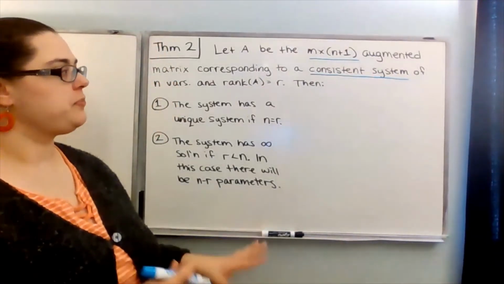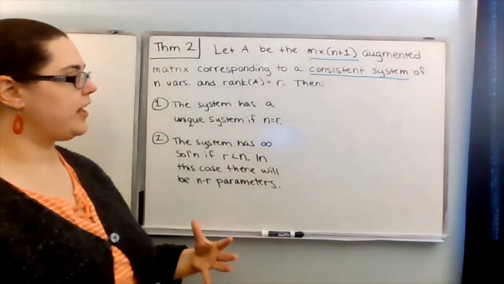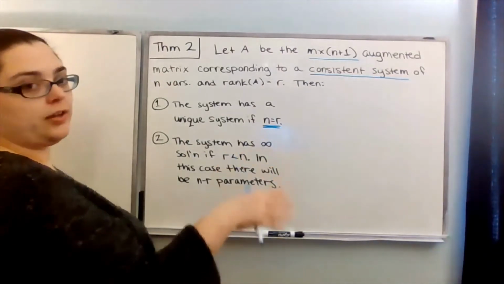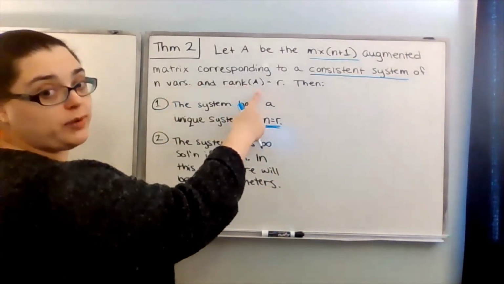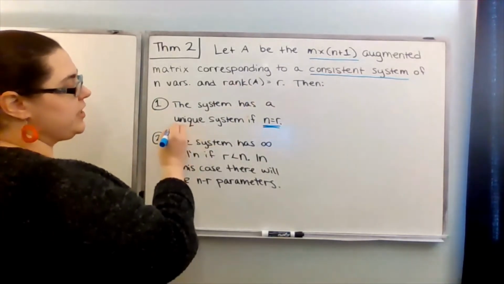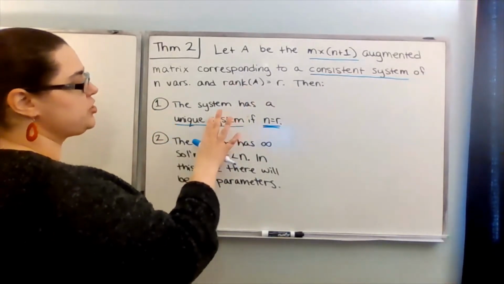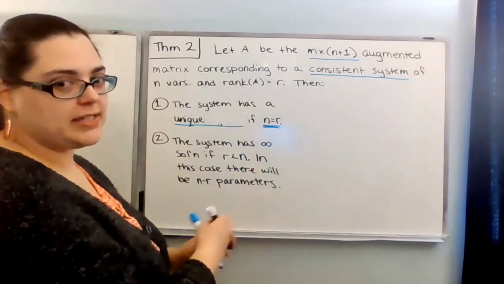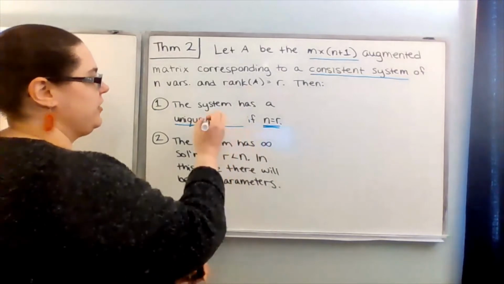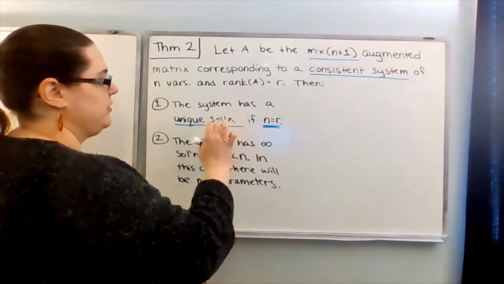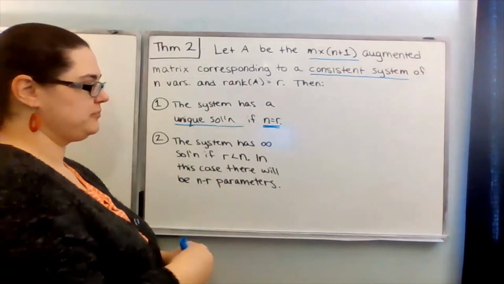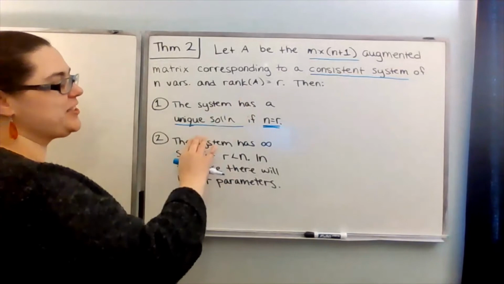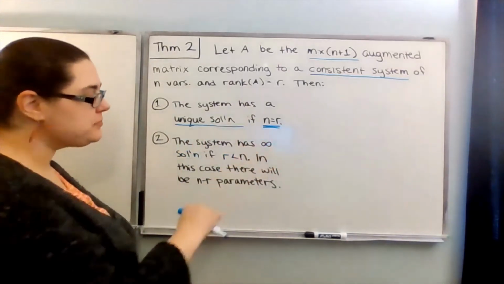That's when this applies. If all of this is situated, then if n is equal to r, in other words, the number of variables is the same as the rank, then there is a unique solution. We're just gonna paste that in, pretend that there was never anything wrong here. So the system has a unique solution if n is equal to r.